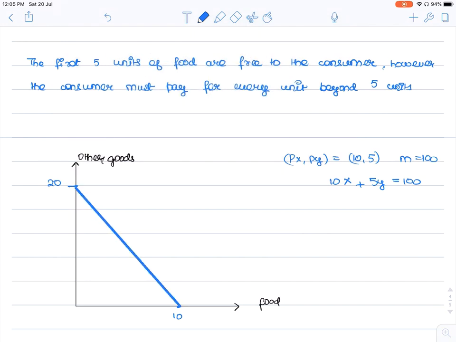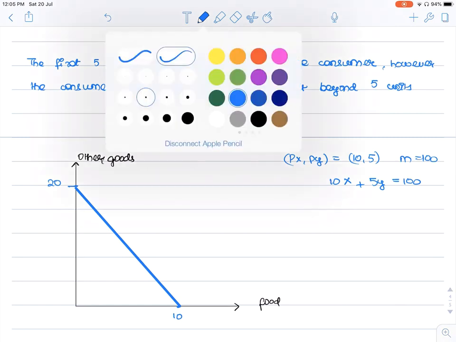I've also bolded it down. So that's the original budget line, that is without food stamps.